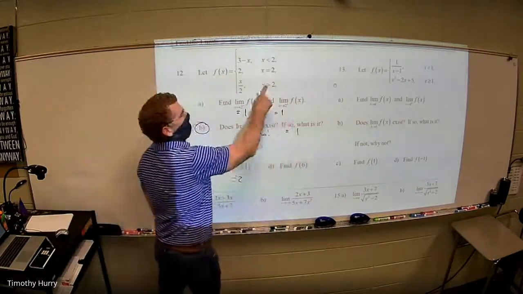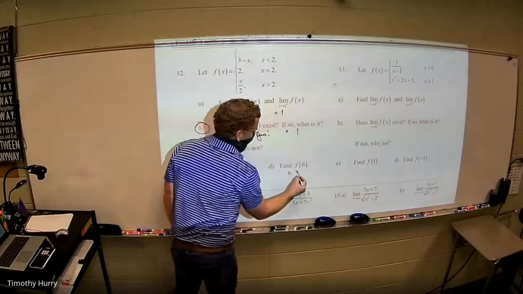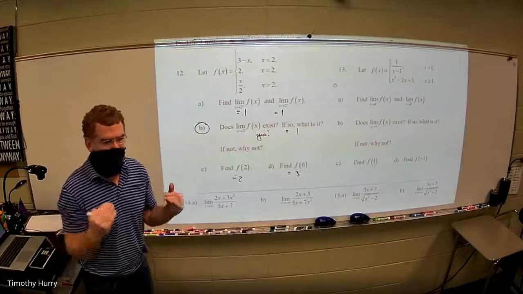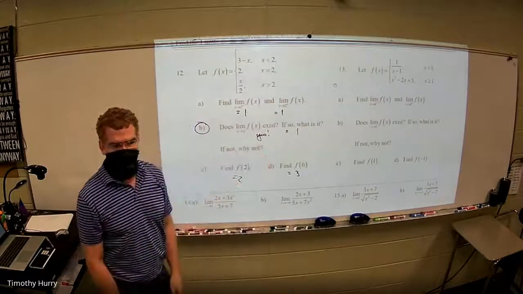f of 6. I guess I would use that interval, right? Because 6 is bigger than 6 over 2 is 3. These care about what happens when it's equal, but limits care about what happens when it approaches. And if it breaks at that value, you got to check left and right.